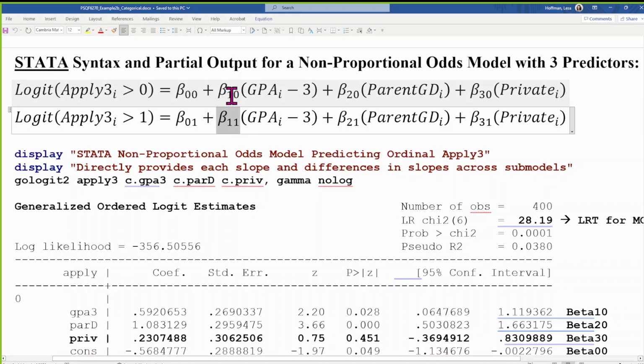So the words I would use is, say, the first subscript indicates which predictor it is, the second subscript indicates which submodel I'm talking about. And I would introduce the term submodel because that's my way of thinking about it.